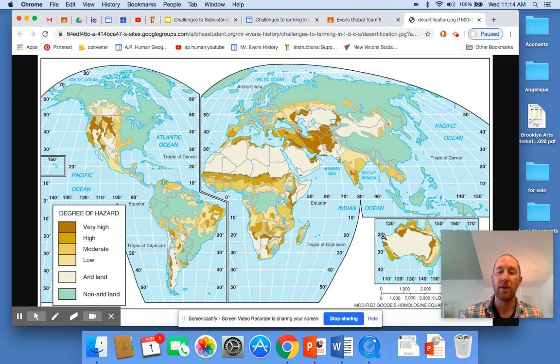And you can look at Australia, right? Australia is kind of crazy. The whole thing is either the tan is already desert. This is the Great Sandy Desert. And then you see a belt surrounding it of land at risk of becoming desert. So Australia has very little amount of actual farmable land right now.